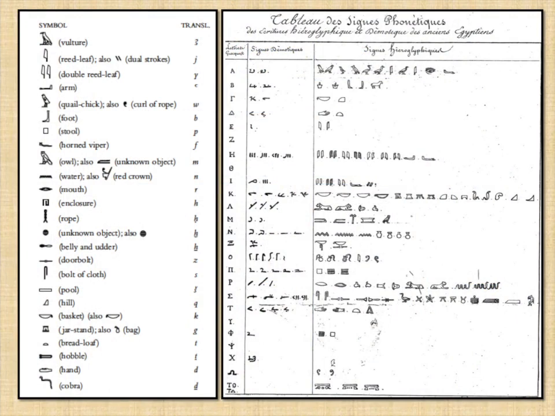Now these are the alphabets published by Champollion. This is his table of phonetic symbols. And this is the table of phonetic symbols that you would come across in modern textbooks teaching Middle Egyptian.